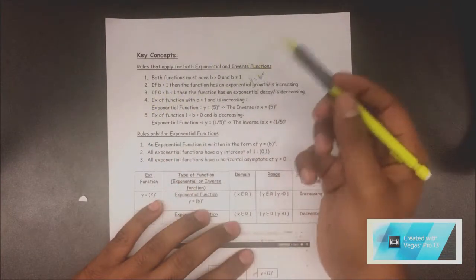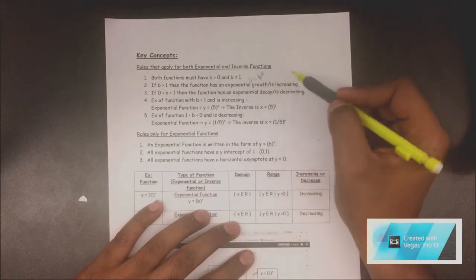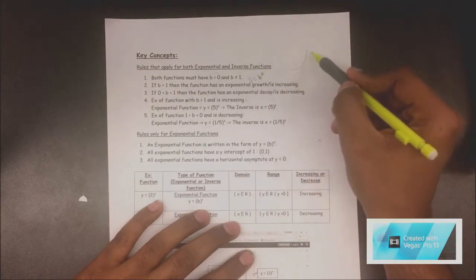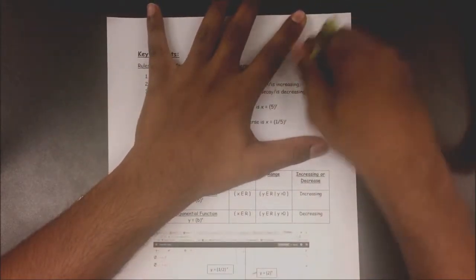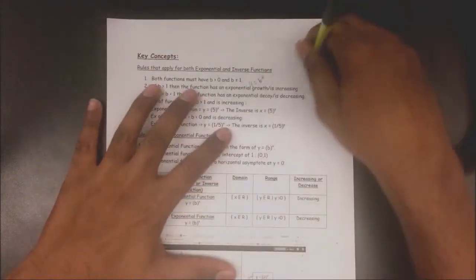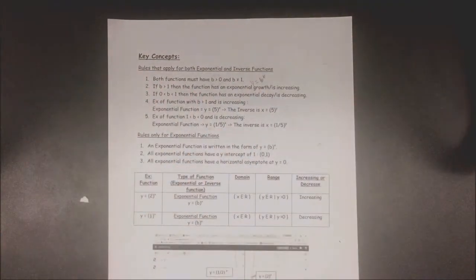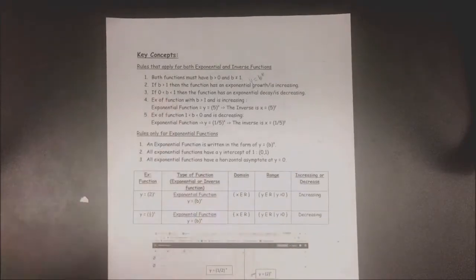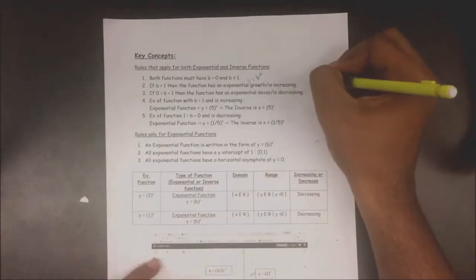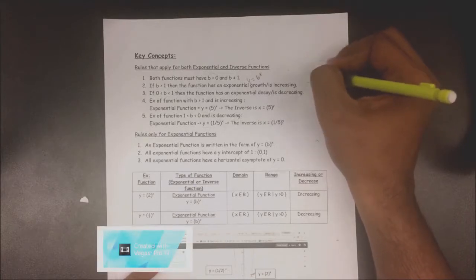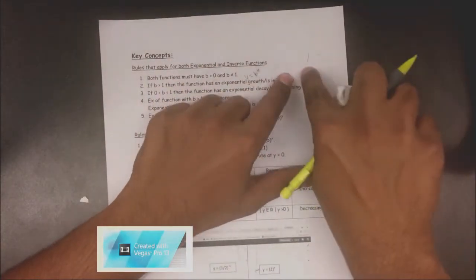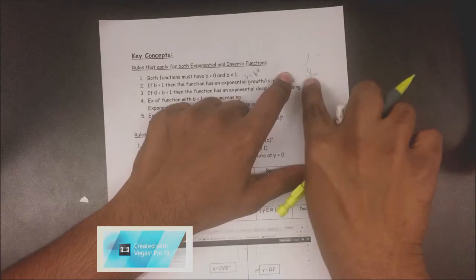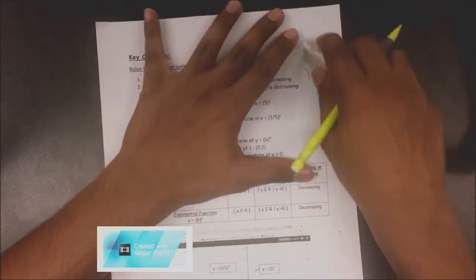So that means b has to be greater than 1. If b is greater than 1, then the function has an exponential growth, or in other words, it's increasing. That's a bad representation, but you get the idea. And if b is less than 1 but greater than 0, then the function has an exponential decay, or it's decreasing. Because as x increases, y is increasing, so it's increasing. As x increases, y is decreasing, so it's decreasing.